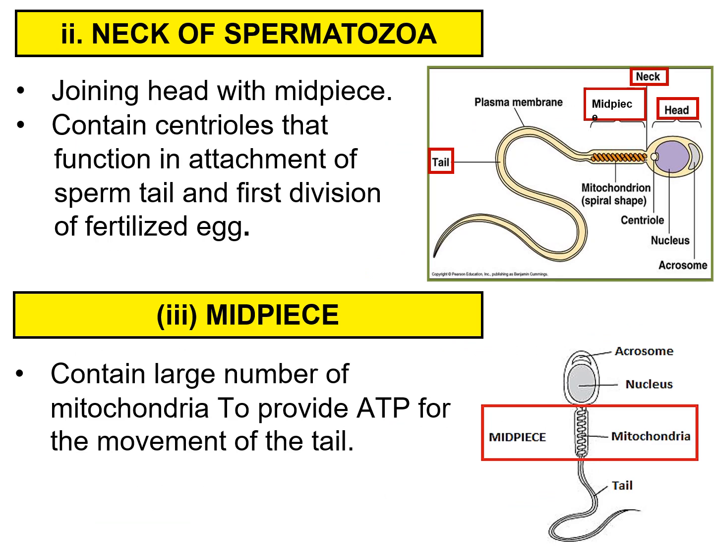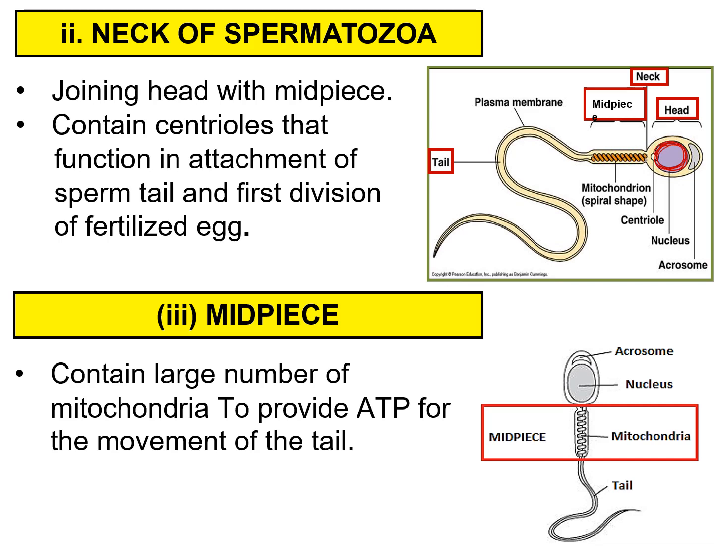The neck of the spermatozoa is a joining structure that joins the head and the midpiece. This is because it contains centrioles. The centriole is to attach the sperm tail and for the first division of the fertilized egg. Okay, this is the content of the DNA, the nucleus.